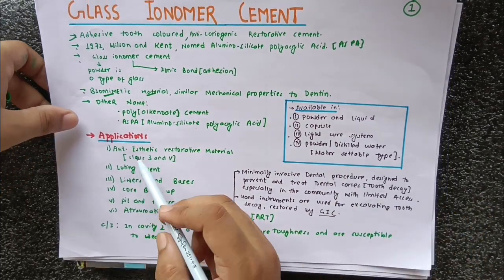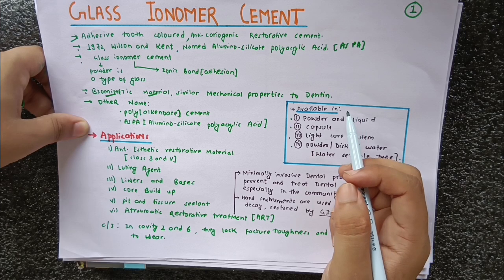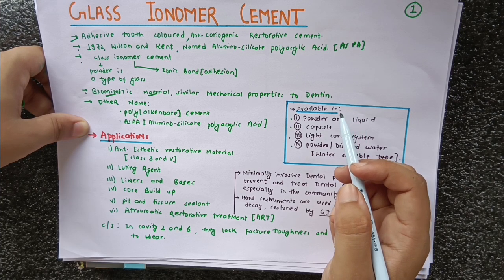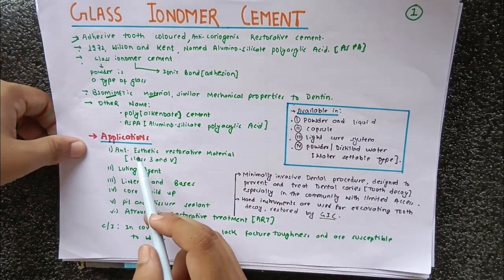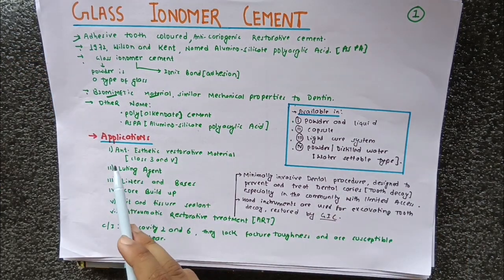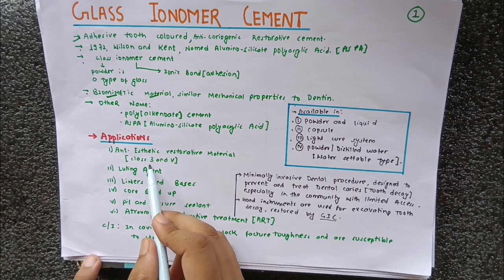After that, in the application section, there are many applications of glass ionomer cement in dentistry. Glass ionomer cement is used extensively, in everything in our dentistry. First of all, it is used as an anterior aesthetic restorative material, such as in class 3 and class 5 cavities.